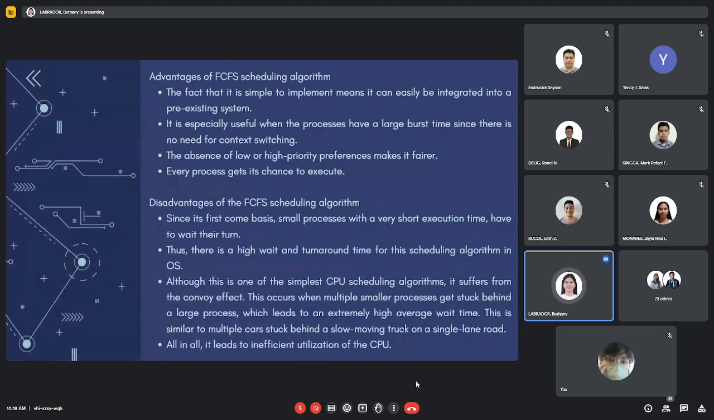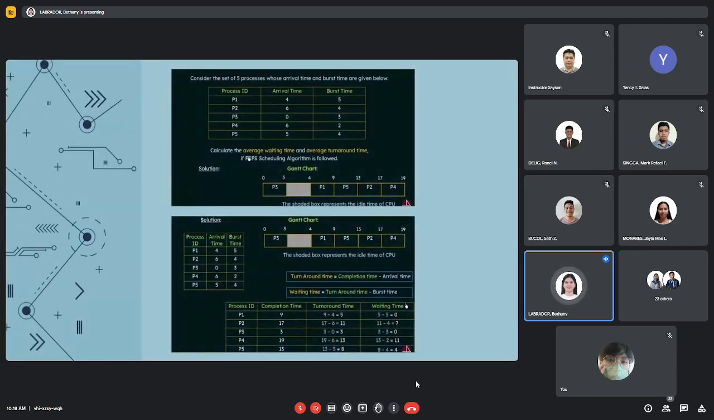So let's go to the problem. Consider a set of five processes whose arrival time and burst time are given below. We have a set of five processes whose process IDs are P1 to P5. Here is given the arrival time, and here is given the burst time of these five processes. Now the question is to calculate the waiting time and average waiting time for these five processes.